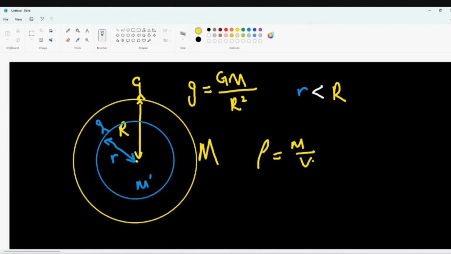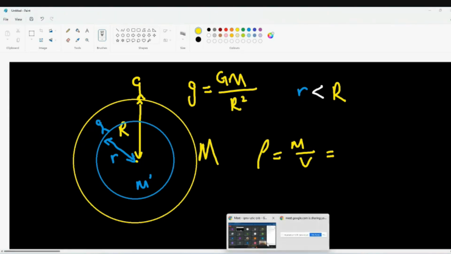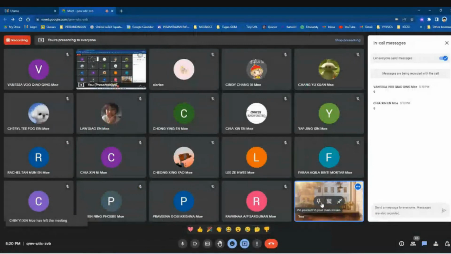Right? So, the volume of the sphere, what's the formula? The volume of the sphere. What's the formula? Can anyone tell me how to find the volume of the sphere?